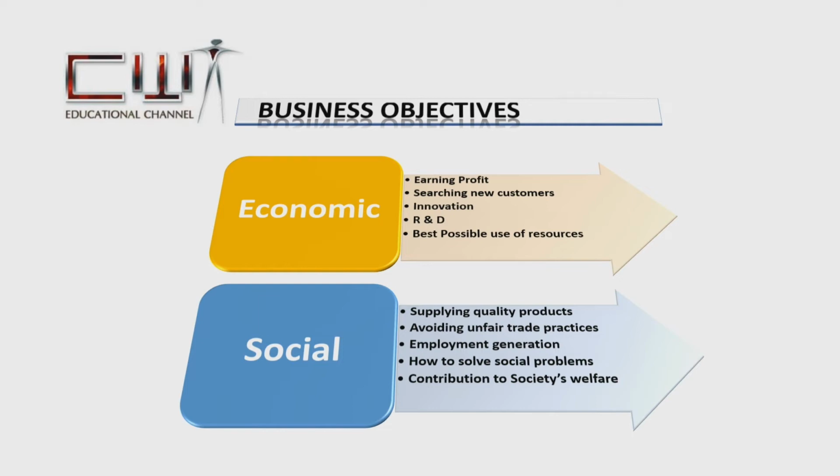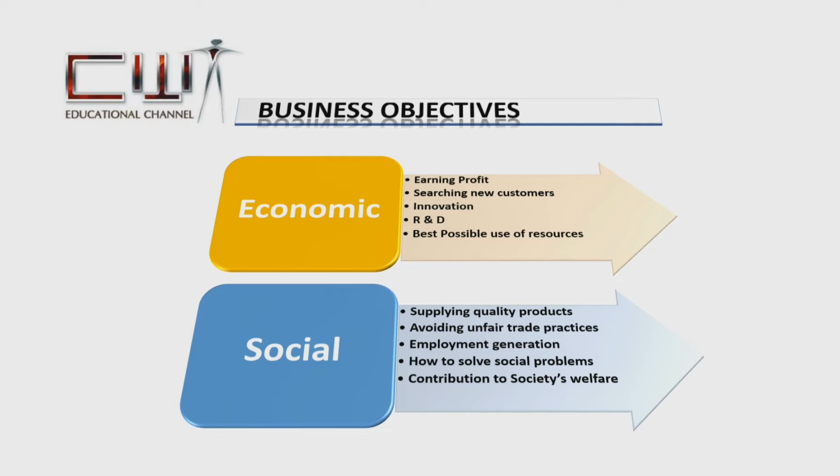Now coming to business, objectives are broadly classified as economic objectives and social objectives. Economic objectives are that the business will be earning profits. It may search for new customers. The business may innovate. The business will undertake research and development activities, R&D, and the business will use the resources in the best possible manner.